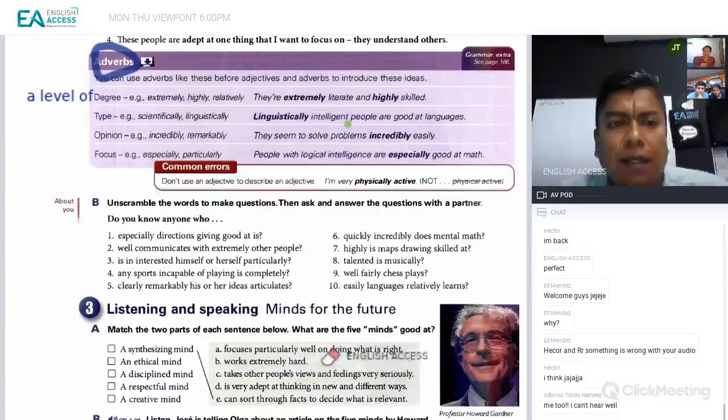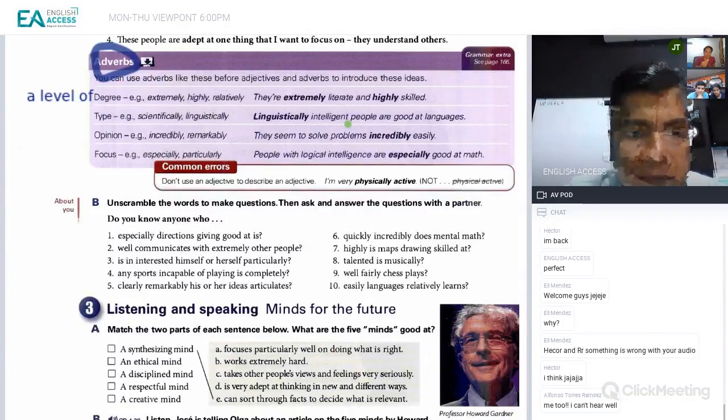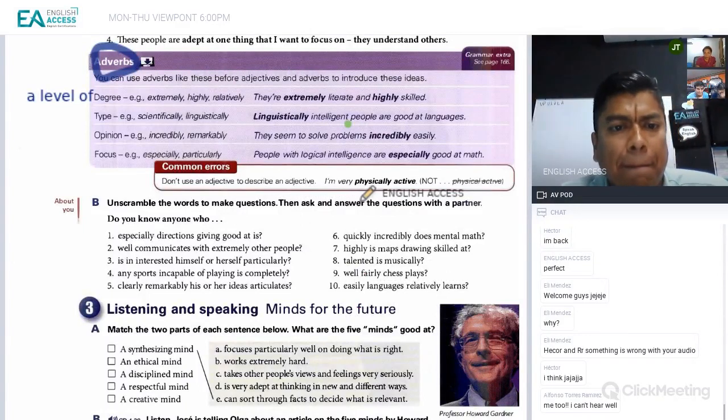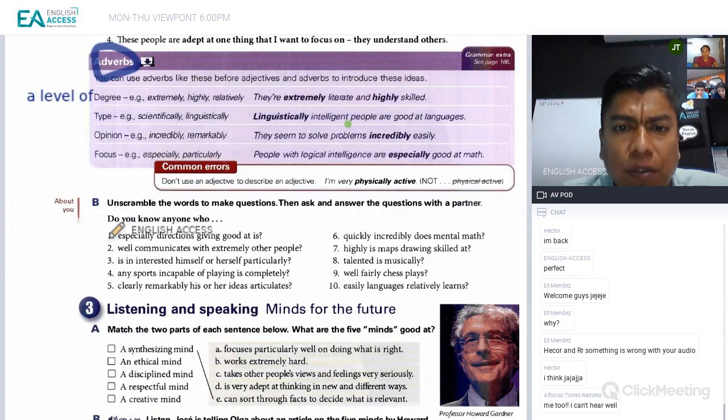So, exercise B. Unscramble the words to make questions. Then ask and answer the questions with a partner. So let's do number one.